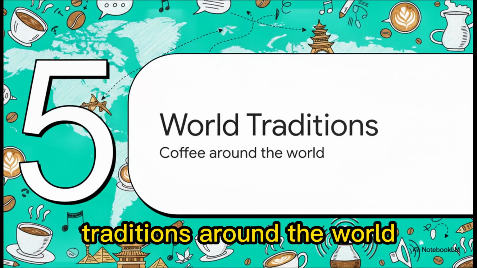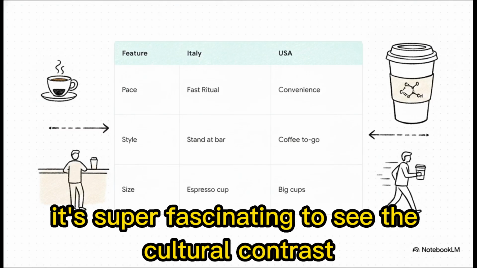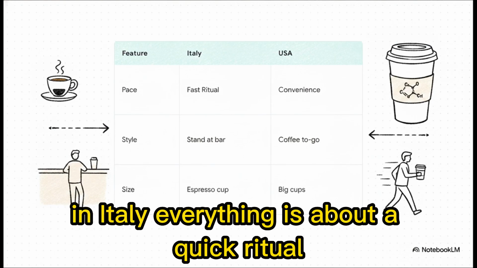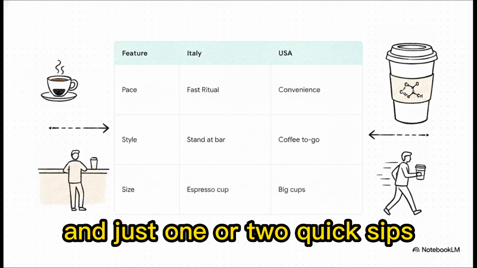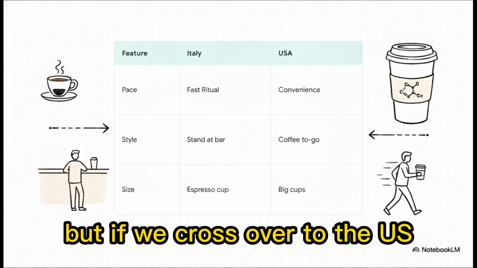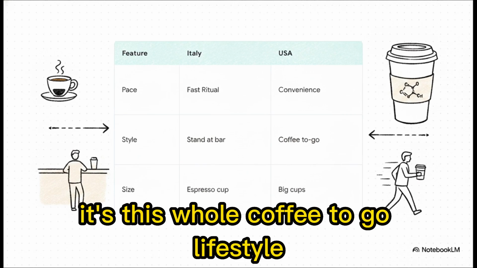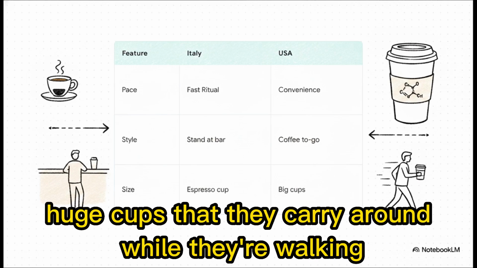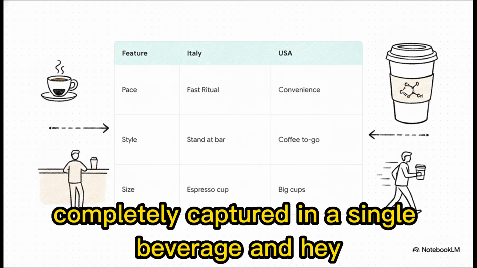Finally, Section 5. Traditions around the world and the amazing journey of coffee. It's super fascinating to see the cultural contrast here when we look at the globe. In Italy, everything is about a quick ritual. You drink your espresso standing right at the bar in just 1 or 2 quick sips. But if we cross over to the US, the culture is all about speed and convenience. It's this whole coffee-to-go lifestyle where people drink from these huge cups that they carry around while they're walking or driving to work. It's 2 totally different worlds, completely captured in a single beverage.